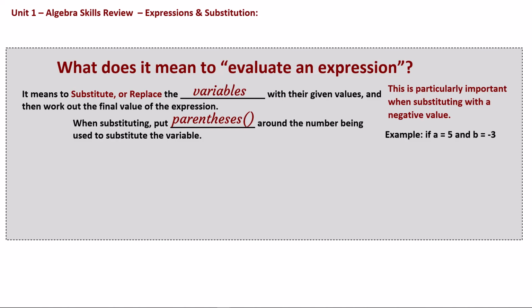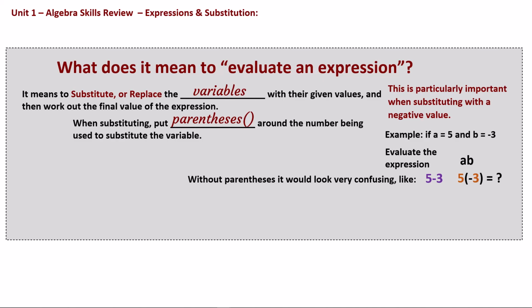Example, if a is 5 and b is negative 3, we evaluate the expression ab, which means a times b. It would be 5 and then parentheses negative 3. Now the parentheses can go around either one of them or both of them. Usually we just put it around one of them. Without parentheses, it would look very confusing, like 5 negative 3. It almost looks like 5 minus 3. The parentheses is very important to keep this clear. This becomes 5 times negative 3, which is negative 15, which is the final value.